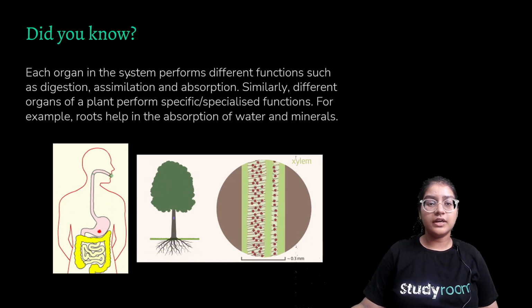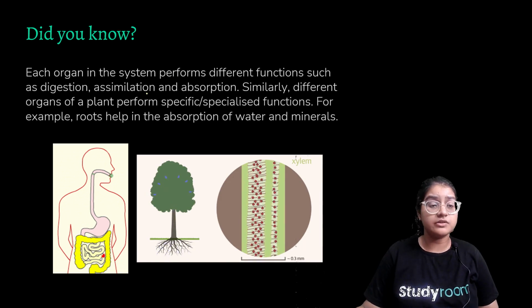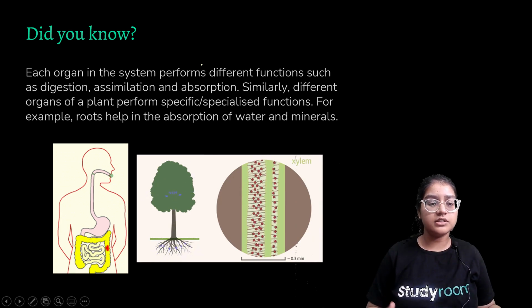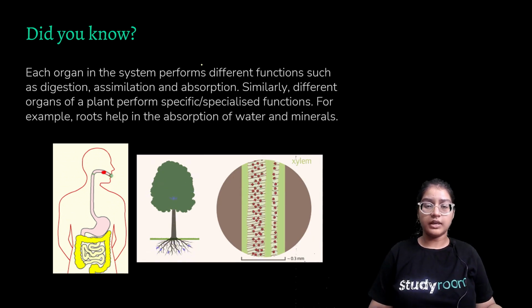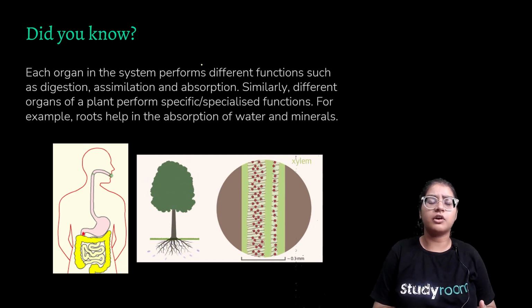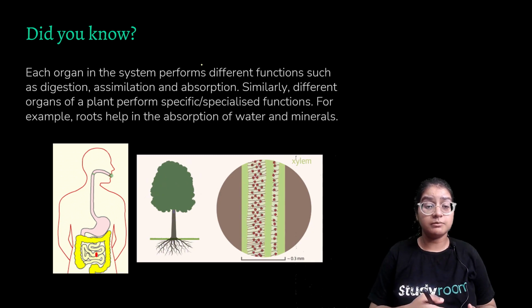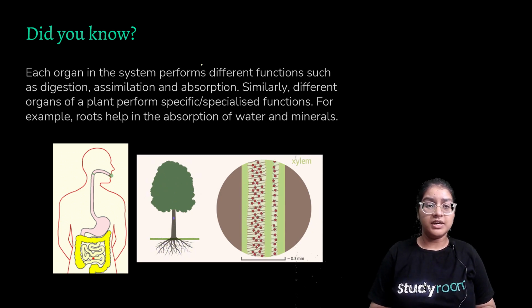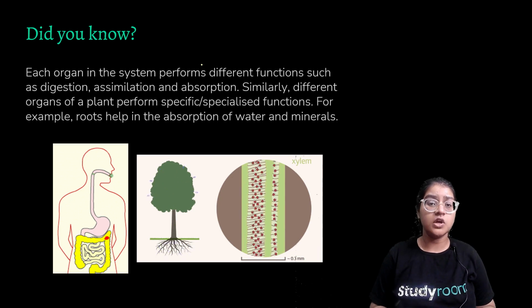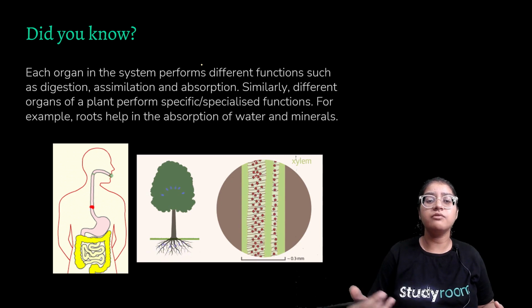Do you know each organ in the system performs different functions such as digestion, assimilation, and absorption because they are multicellular organisms, and we have certain categories of cells which perform certain types of functions? Similarly, different organs of a plant perform different functions because plants and animals, we both are multicellular organisms. Humans and plants, we both are multicellular organisms. So that's why we have special categories of cells to perform different functions.